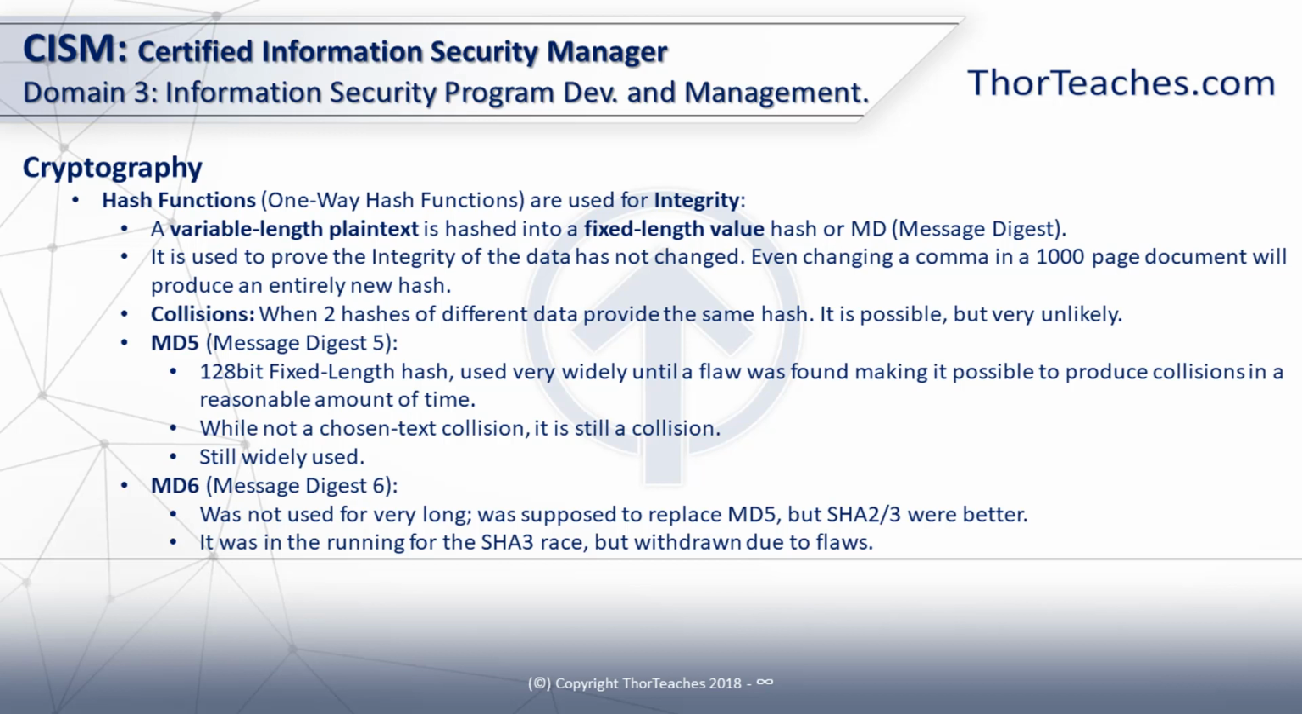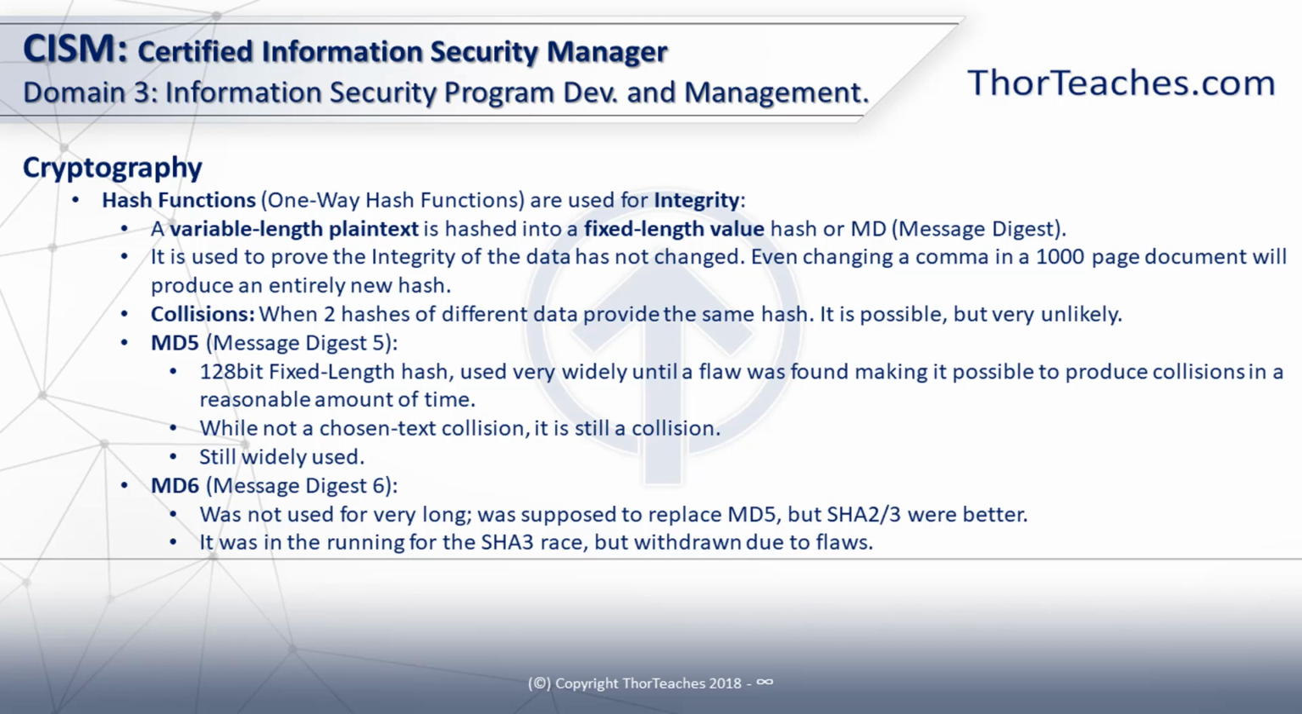In hashing, we talk about collisions. A collision is when the hash of two different sets of data, two sets of plaintext, provide the same hash. It is possible, but it's very, very unlikely. For many years, MD5 or Message Digest 5 was the hashing tool of choice. It produced a 128-bit fixed-length hash. It was very widely used until someone found a flaw in it.